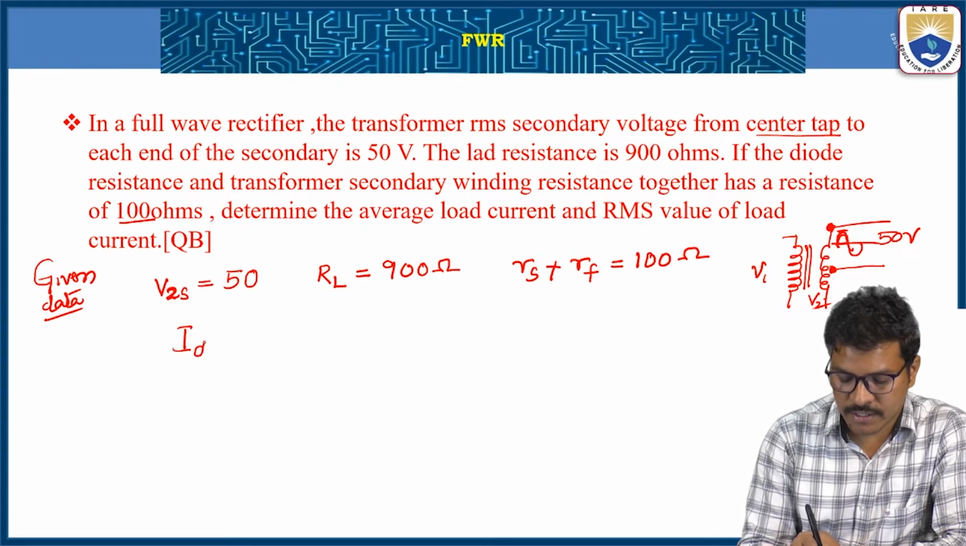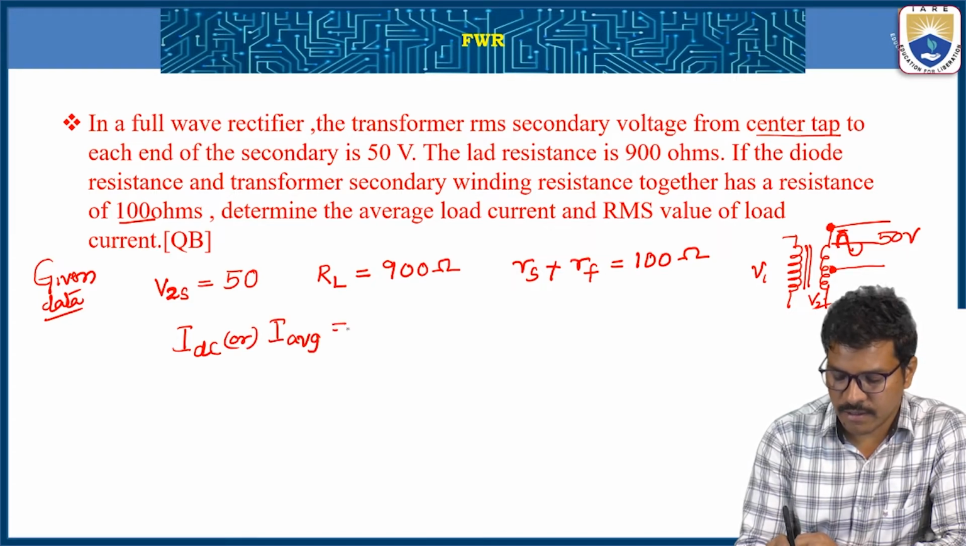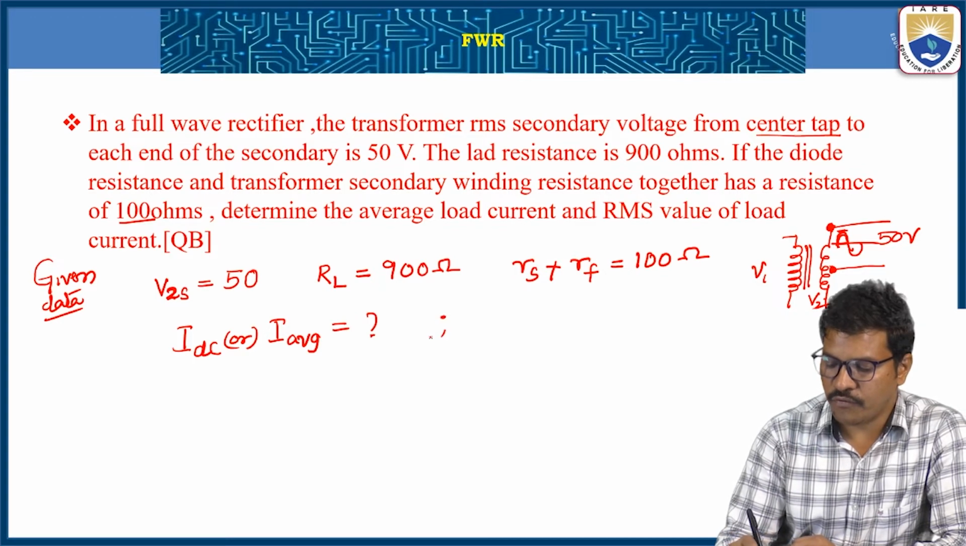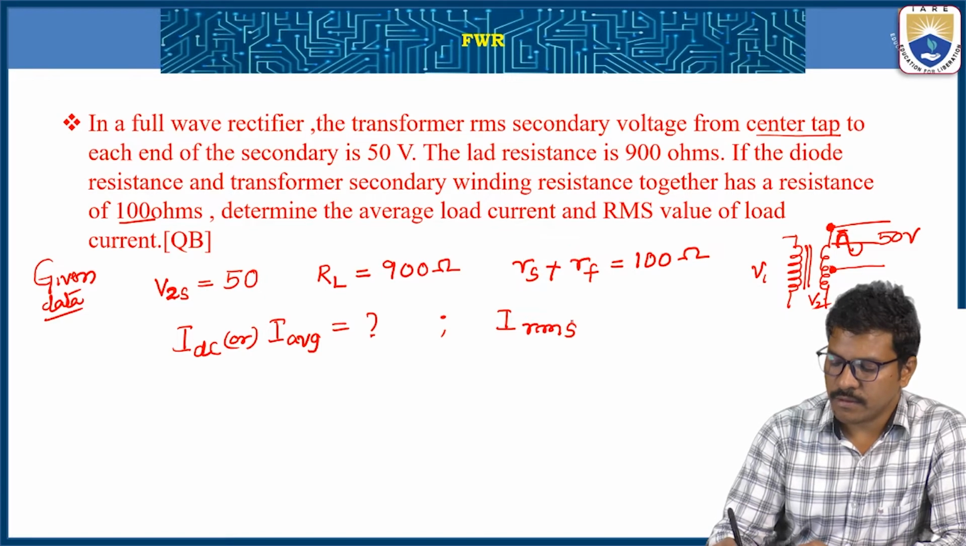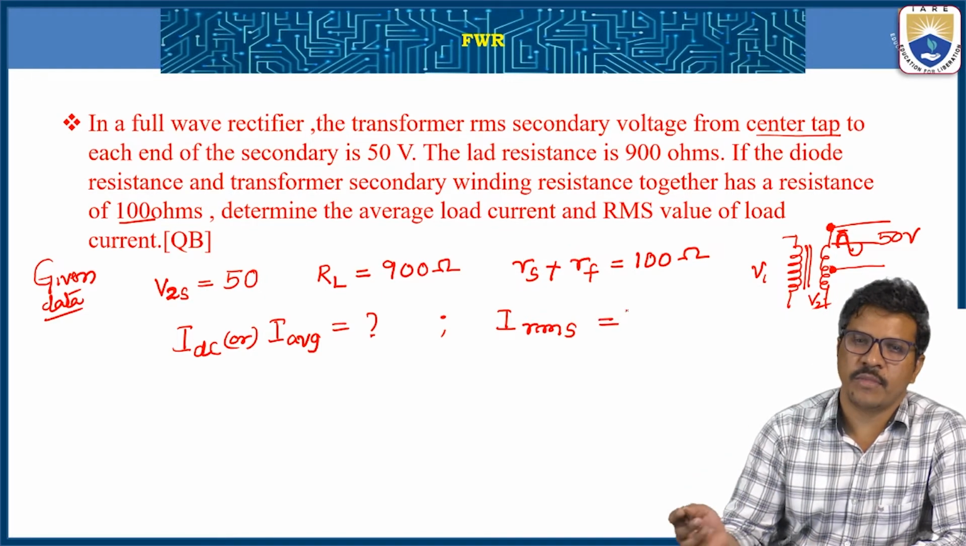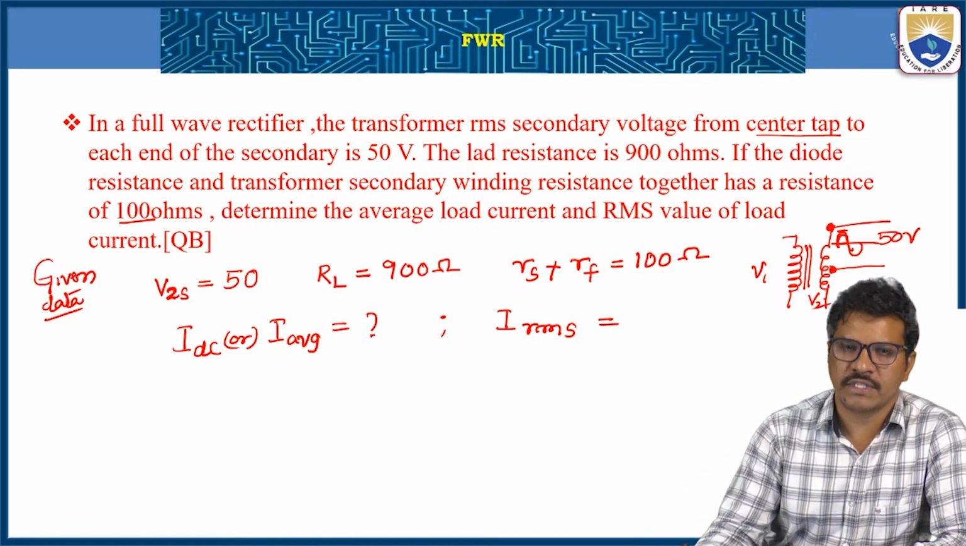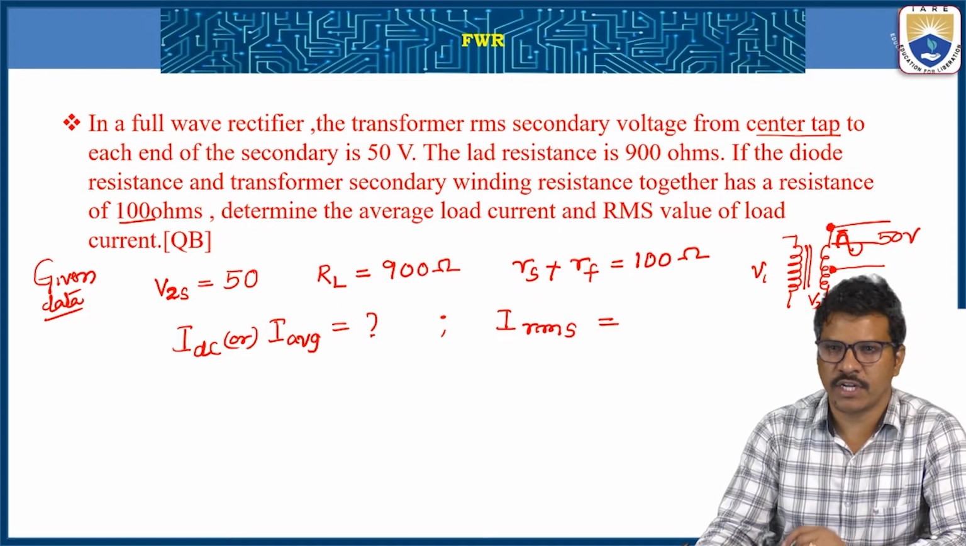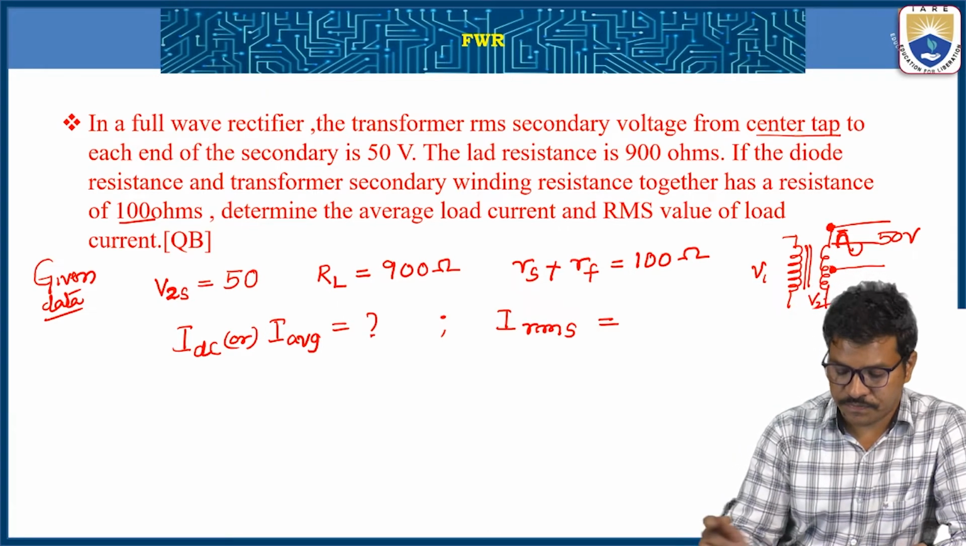Okay. So find out the average or DC current, I average or IDC. And another parameter we need to find is IRMS. If you wish, you can also find the ripple factor, the efficiency, the peak inverse voltage, all those things.